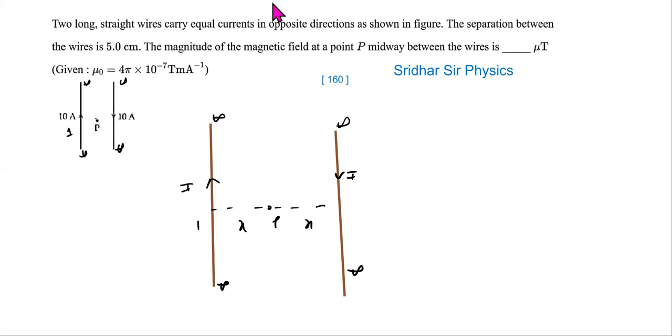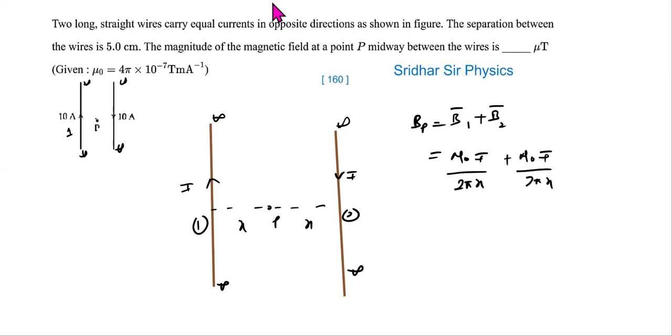So what is the net field here due to wire 1 and wire 2? The net field at point P will be B1 plus B2, they will add up. Each is mu naught I by 2 pi x. Due to wire 1 it is into the plane, and due to wire 2 also into the plane. So this will become mu naught I by pi x.